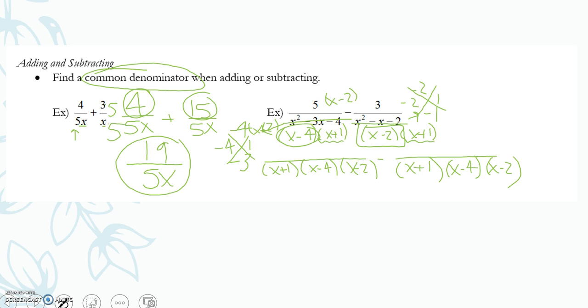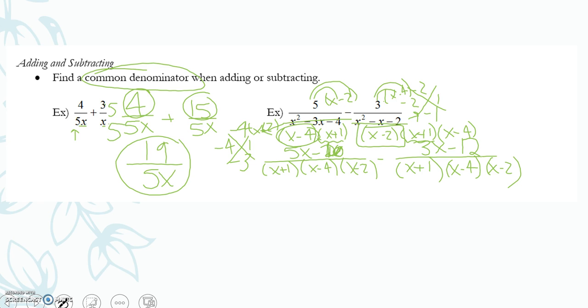I have to distribute whatever's on top to that x minus 2. So really the top is going to be 5x minus, oh, see, I almost got tricked, minus 10. That second fraction needs the x minus 4. Again, distribute the 3, so that would get me 3x minus 12.